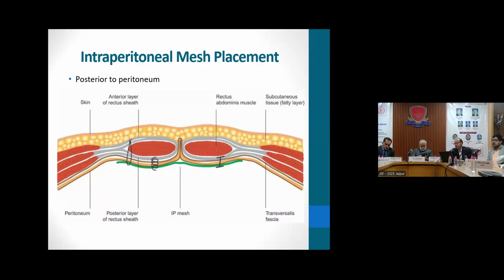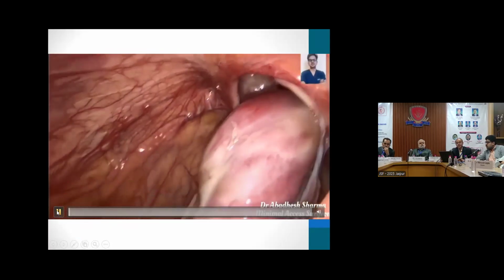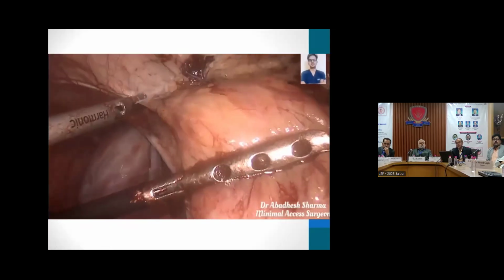The question was asked to me in a previous talk: when do you use a biological mesh or a dual mesh? So this is the space where the mesh will be in contact with the intra-abdominal contents. So here you are going to use a dual mesh so that it doesn't adhere to the mesh. So again, the concept is the same.